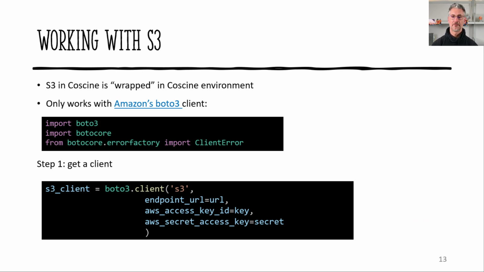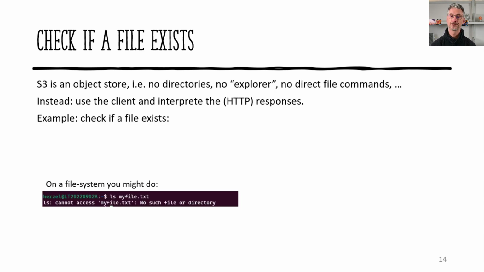S3 in Cosign is wrapped in the Cosign environment, and it only works at the moment with Amazon's Boto3 client, and here's the relevant Python code to do that. So the first step is to get a client, and we use the S3 protocol, and you have the access key for writing, for example, that you've seen on the previous page after your request had been approved.